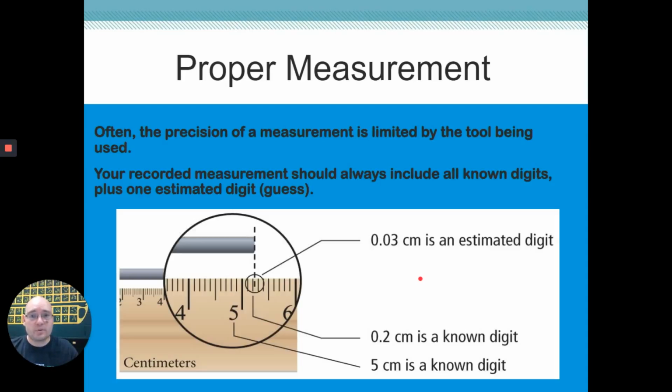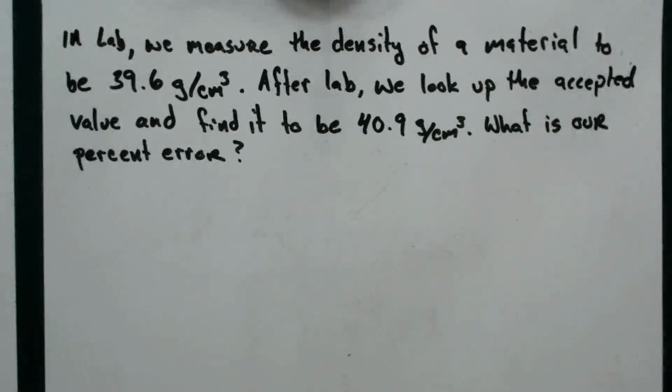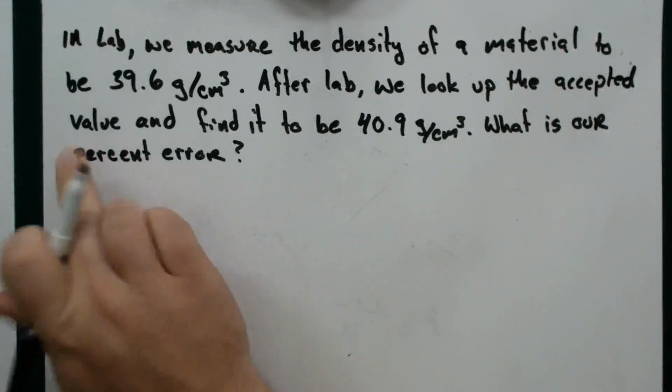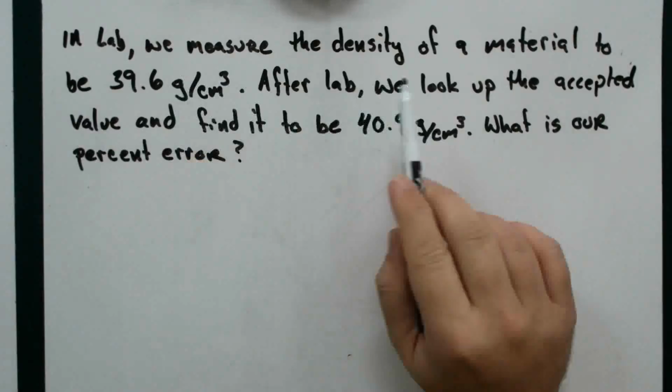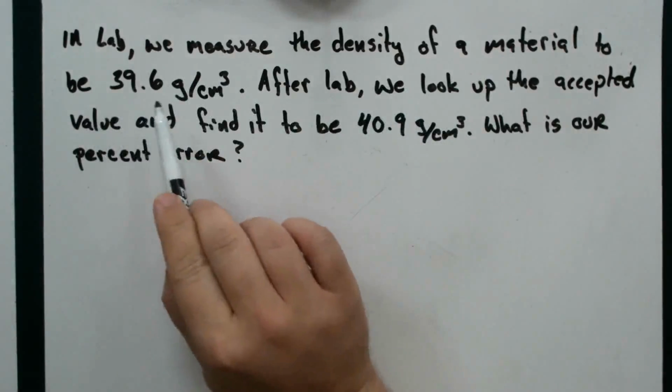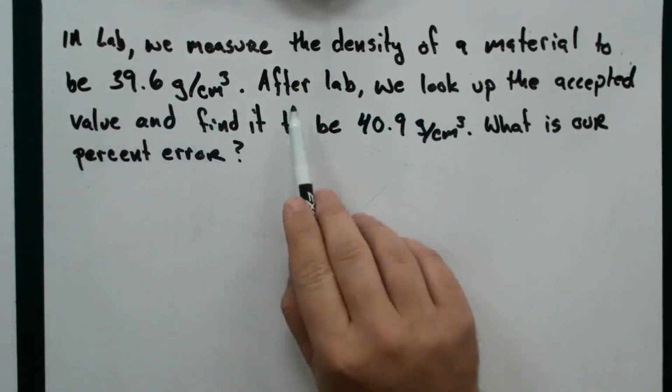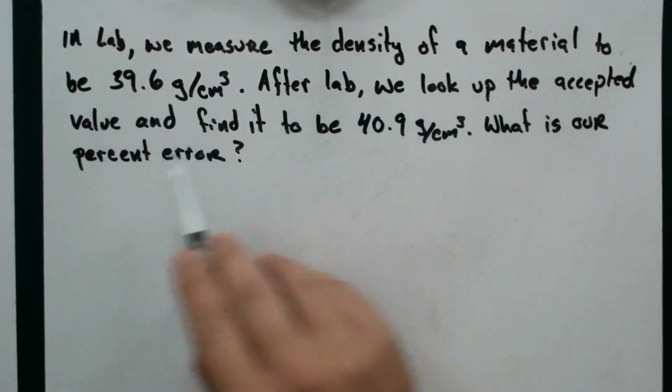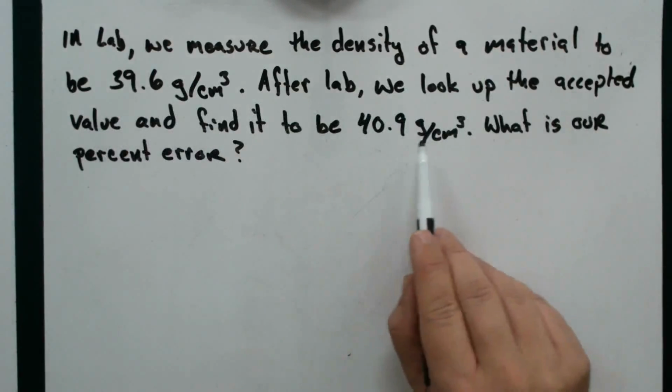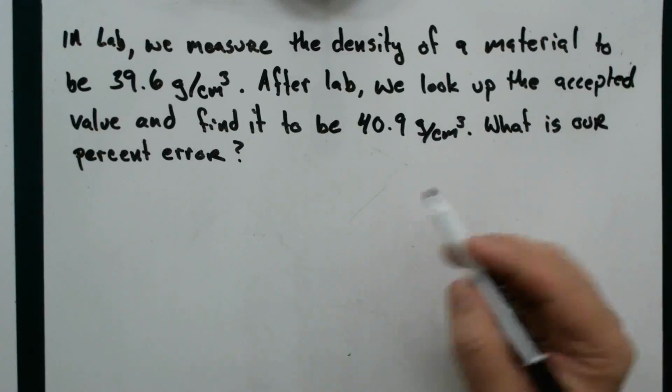I am now going to do a few more examples, show you some examples of that error calculation and percent error, and then you can go on to your assignment. All right, so we're going to start off with an example of a percent error calculation. In lab, we measure the density of a material to be 39.6 grams per cubic centimeter. After lab, we look up the accepted value and find it to be 40.9 grams per cubic centimeter. What is our percent error?